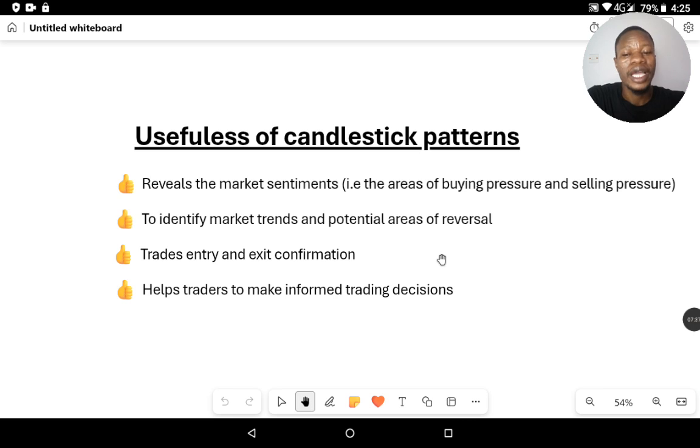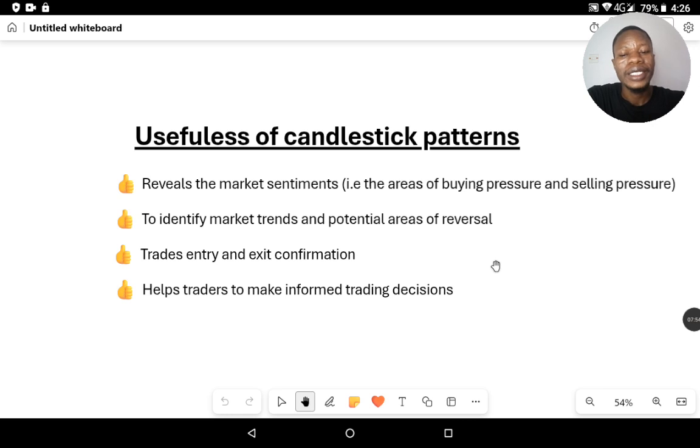Thirdly, it helps traders to get entry and exit confirmations. Yes, as a trader you should be able to have a confirmation on your candlestick before taking a trade or before exiting a trade.